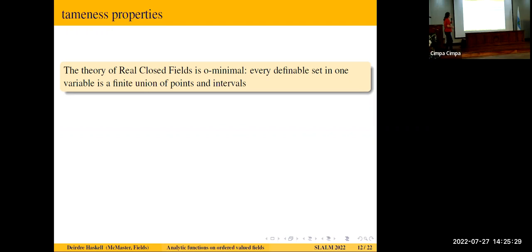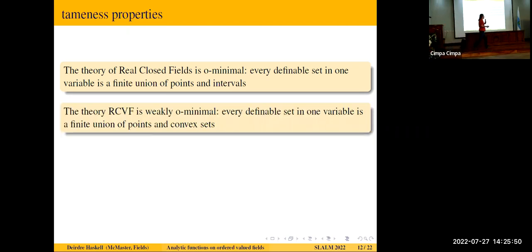So the first classic result in this is that the theory of real closed fields is O-minimal, order minimal, that is, every definable set in one variable is definable just using the ordering, and so it's a finite union of points and intervals. That's not going to be true in a value field, because in the value field I have to have the valuation ring, and the valuation ring itself is going to be a set which is convex with respect to the ordering, but it's certainly not an interval because it doesn't have endpoints. What we do get instead is weak O-minimality, and that is that every definable set in one variable is a finite union of points and convex sets. That's as good as you can get, given that you have sets which are certainly not going to be intervals.